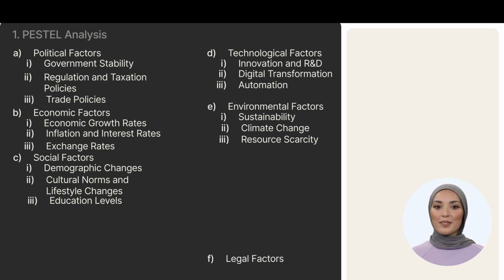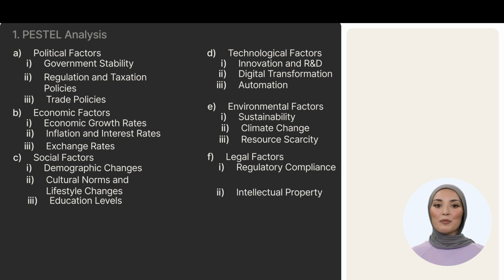Legal factors. Regulatory compliance. Adherence to laws and regulations is crucial for avoiding legal issues and maintaining business integrity. Intellectual property. Protecting IP rights ensures that innovations and brand identities are safeguarded. Consumer protection. Regulations affecting product safety, advertising, and data protection are important for maintaining consumer trust.